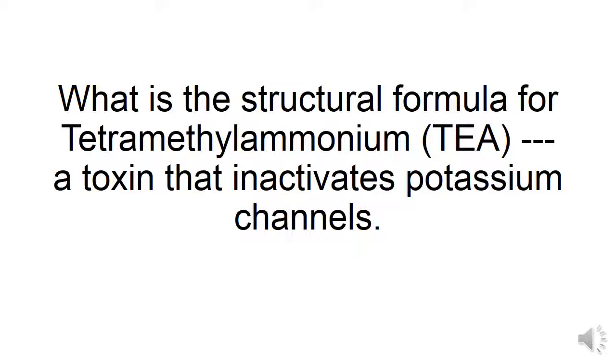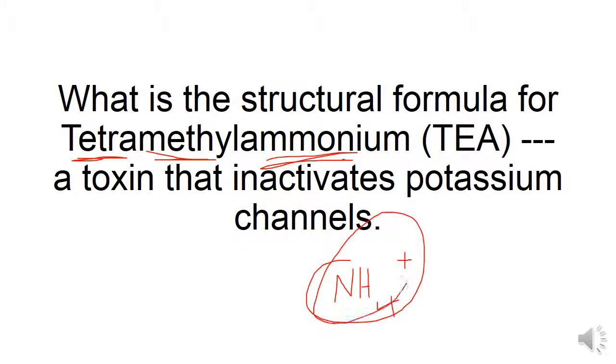What is the structural formula for tetramethylammonium, TEA? And this is a toxin that inactivates potassium channels. So we have tetramethylammonium. And this might seem intimidating, but we know that ammonium is NH4 plus. So if you have a tetramethylammonium, it has to be similar to this somehow. So what is the structure for that?